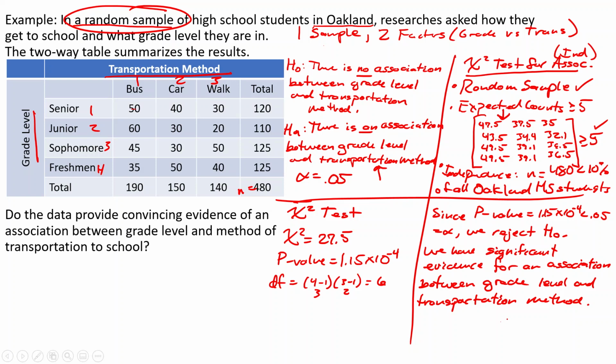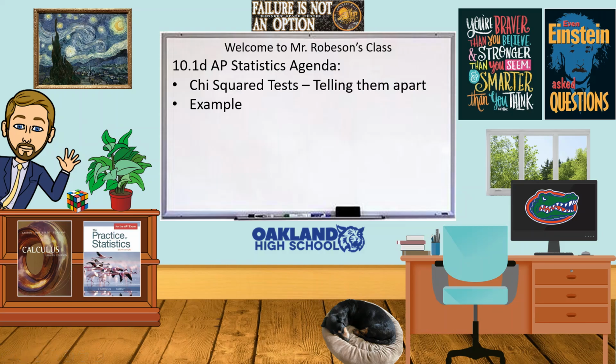And that's it. All right, so this right here, I believe, was the end of chi-squared. So yep, there it is.